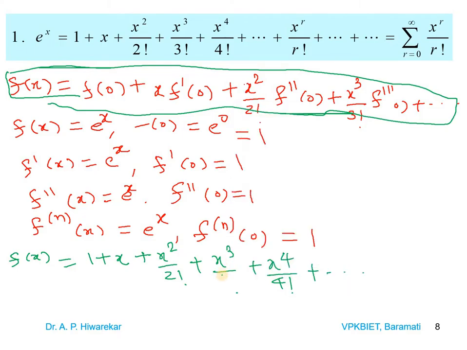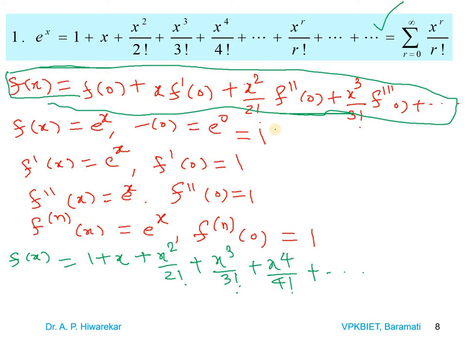So we have, this is 3 factorial. From this particular formula, we arrive at the conclusion that e power x is 1 plus x plus x square divided by 2 factorial plus x cube divided by 3 factorial and so on. So that is a proof of the first result.